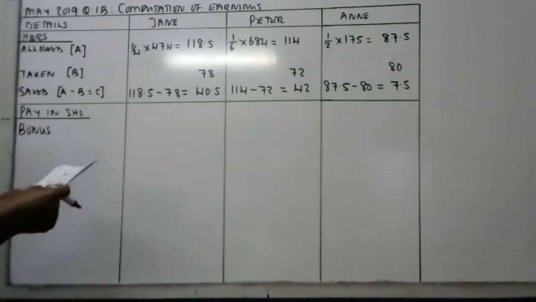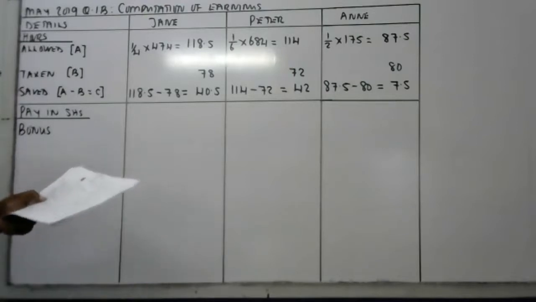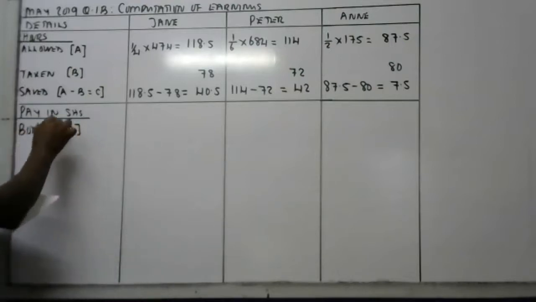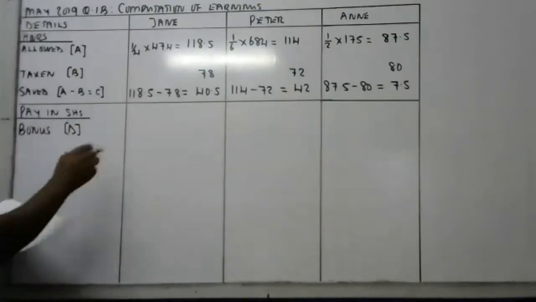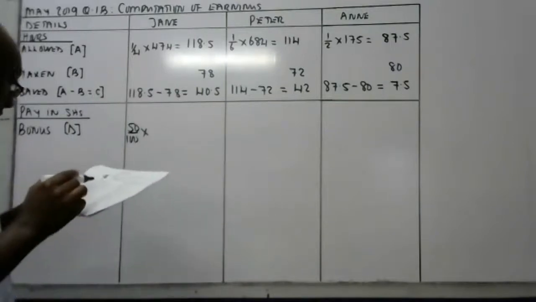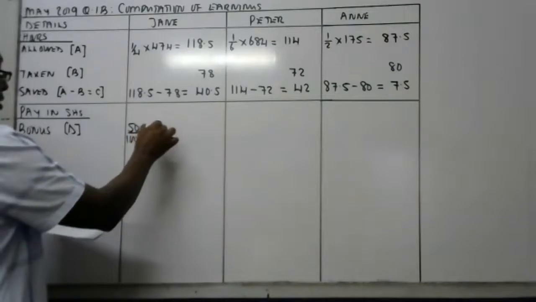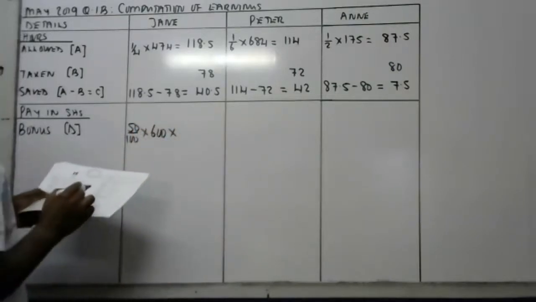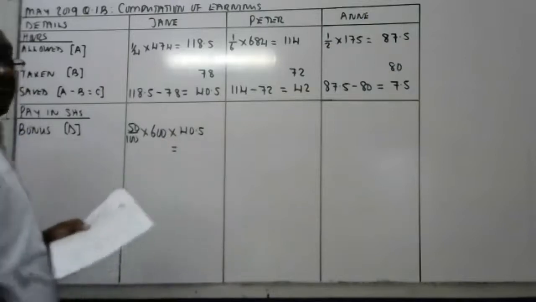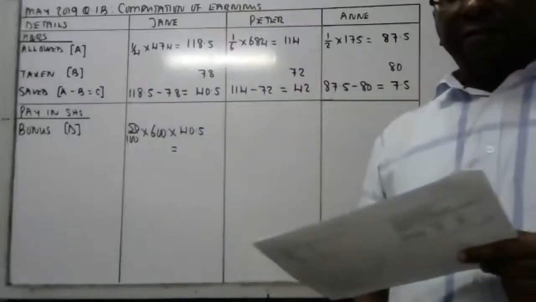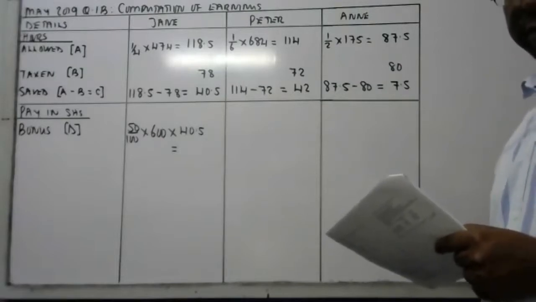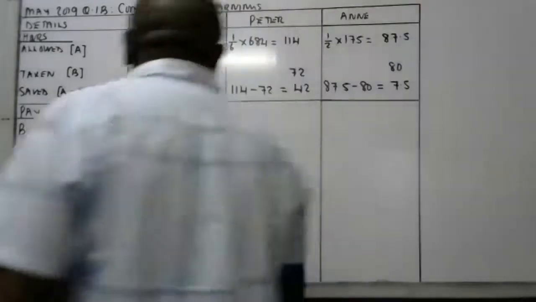Let's start with bonus. So bonus, we are told, is 50% of the normal wage rate, so let's call it D. So you will say 50% times the basic wage rate of Jane, which is 600, times the number of hours saved, 40.5. That gives 12,150.